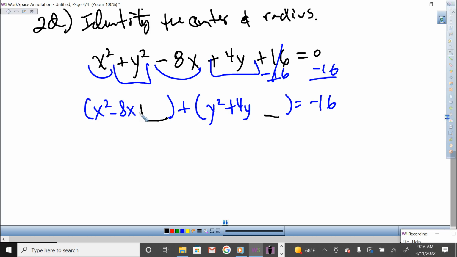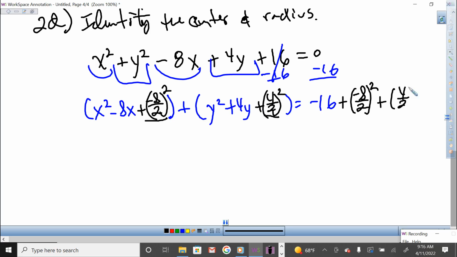Good conversations. Plus negative 8 over 2 squared, and whatever we do to one side, we do to the other. Negative 8 over 2 squared. How about here? 4 over 2 squared, and what do we do to one side? We do to the other side. 4 over 2 squared. All right, so let's simplify.